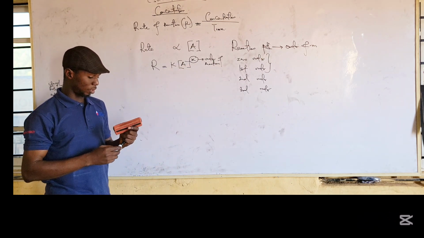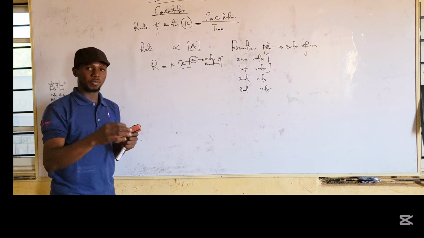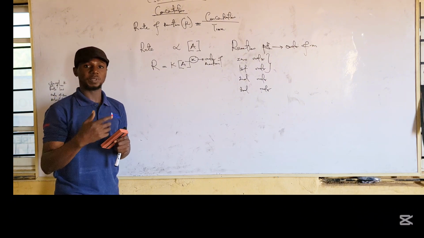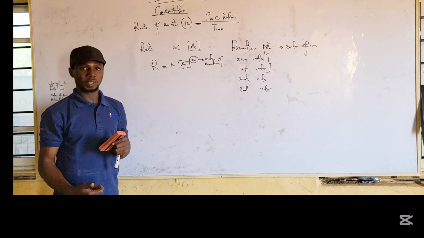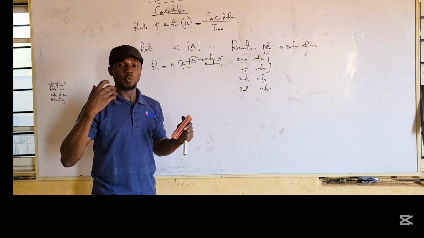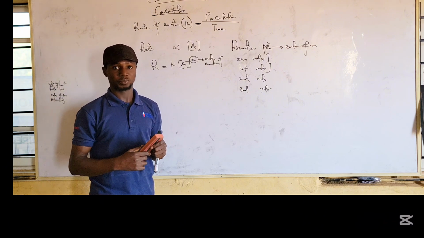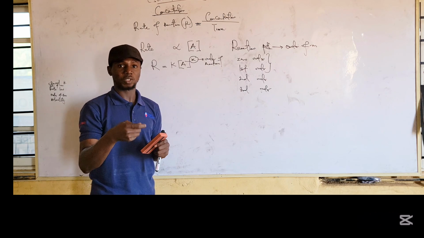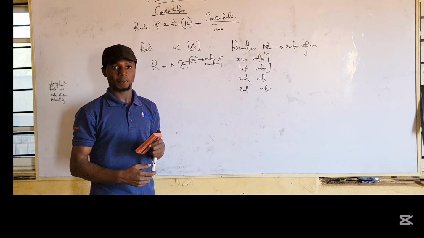No. It is just to let you know that the order of reaction cannot be determined stoichiometrically. It can only be determined experimentally. So this means that looking at a balanced chemical equation, one would not know the order of reaction. The only thing you can suggest from a balanced stoichiometric equation is molecularity.